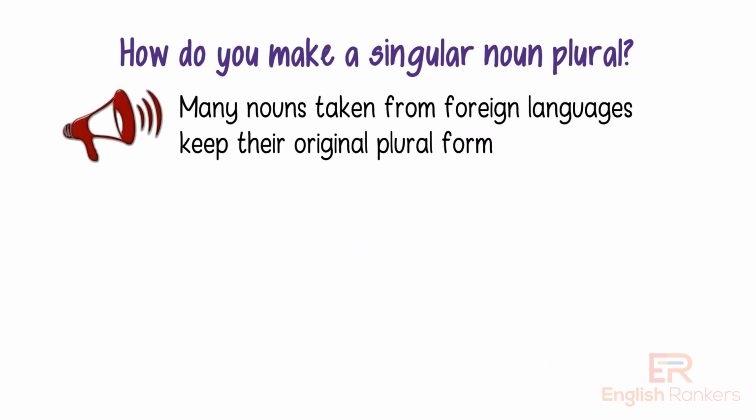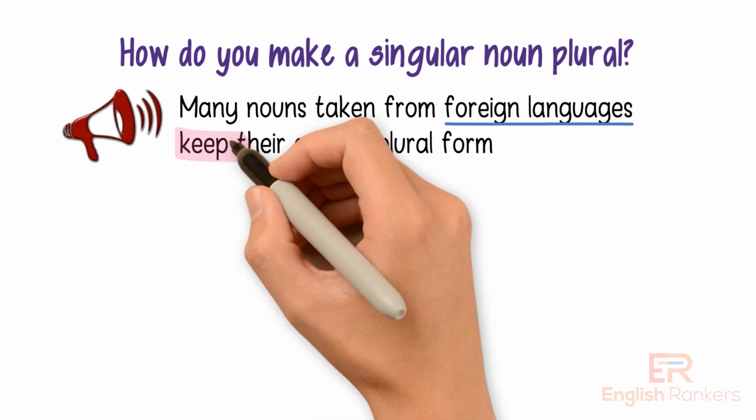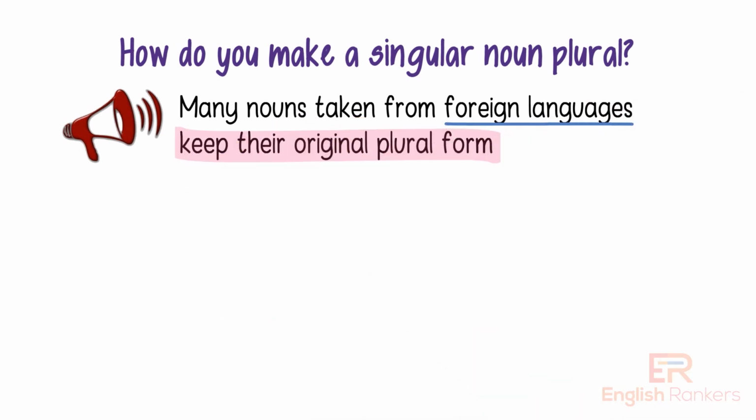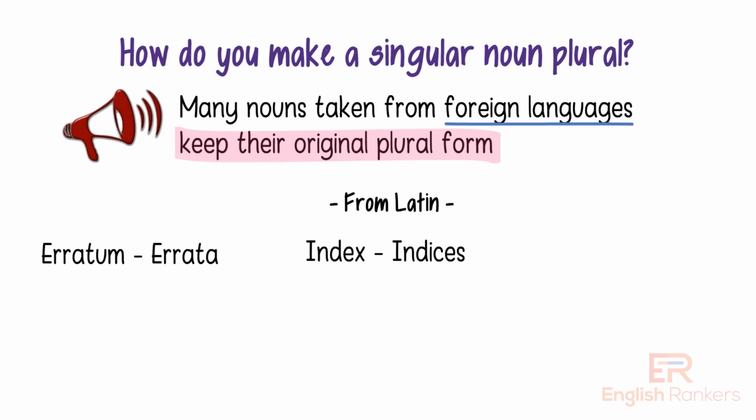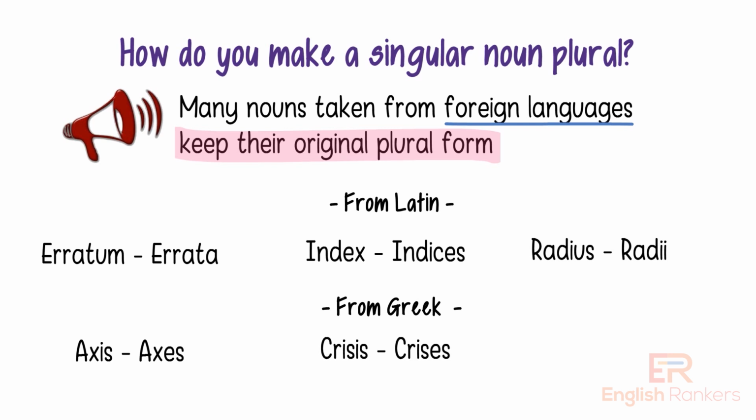Many nouns taken from foreign languages keep their original plural form, as erratum, errata, index, indices, radius, radii. From Greek: axis, axes, crisis, crises, basis, bases. I know this is crazy, but this is how it goes. We have to mug up. This is it. Thank you.